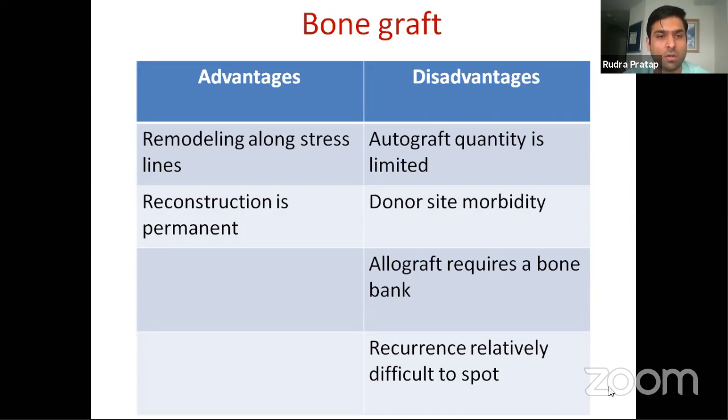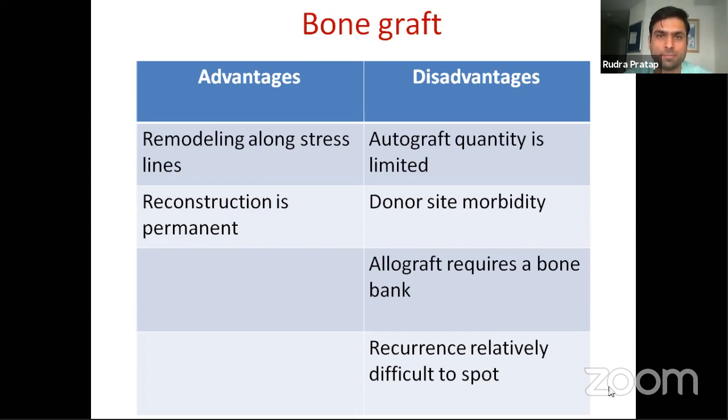So the advantages of bone graft are the remodeling. It has remodeling along the stress lines. The reconstruction obtained is permanent. Disadvantages include that the autograft quantity is limited. Donor-site morbidity is there. Allograft requires a bone bank, which is not usually available everywhere, and recurrences are relatively difficult to spot in case of a bone graft.